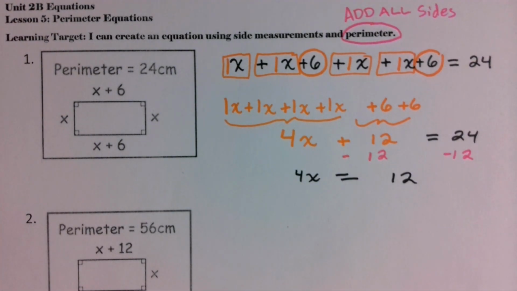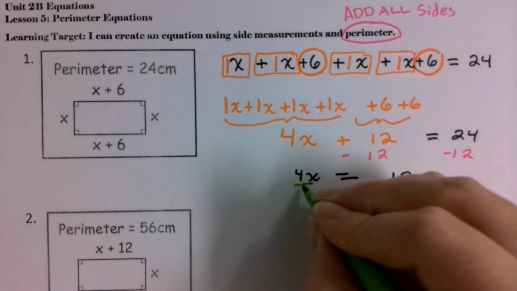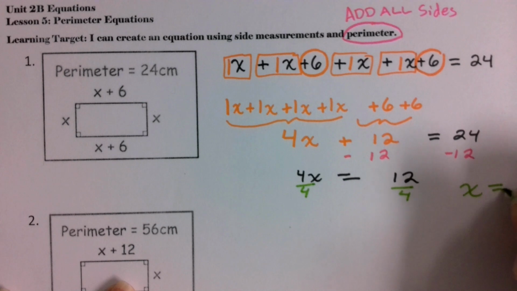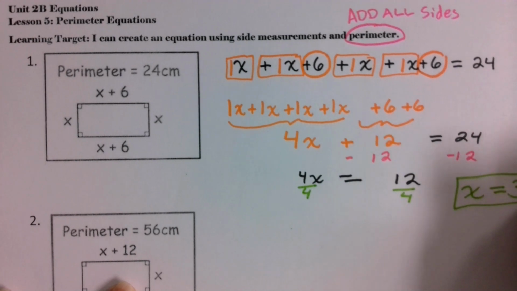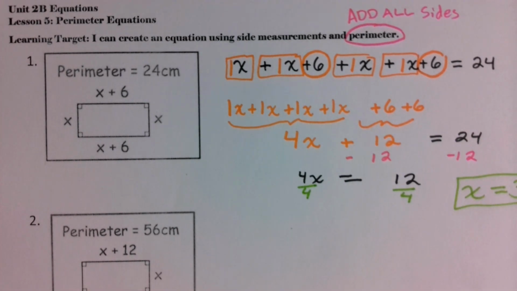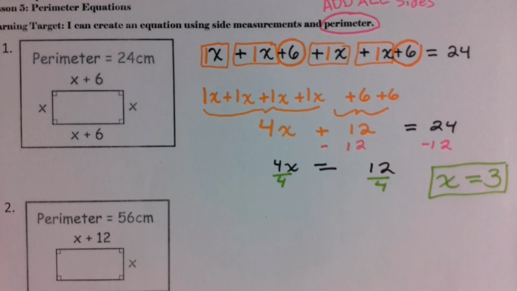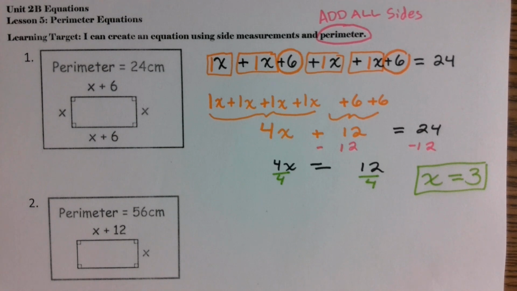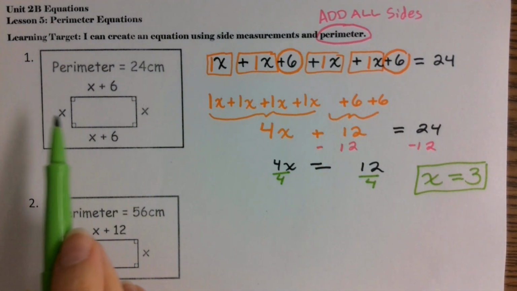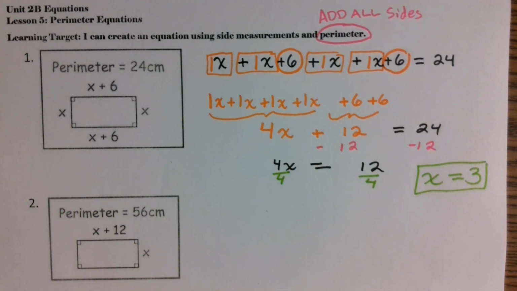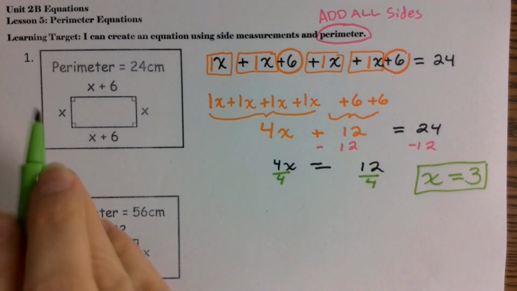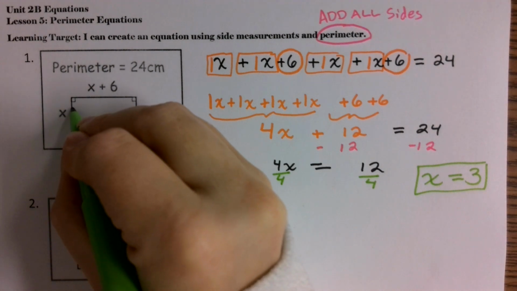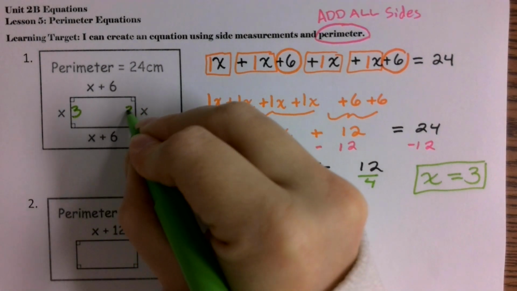And then I can divide both sides by 4. And I'll get x is equal to 3. So I have my value for x. Now what if the question asked me, hey, what's your width and what is your length? X is just the value of x. You then would have to substitute it in here to tell you what your length and width are. So if I substitute the x as a 3, that means this value is 3 and this value is 3.